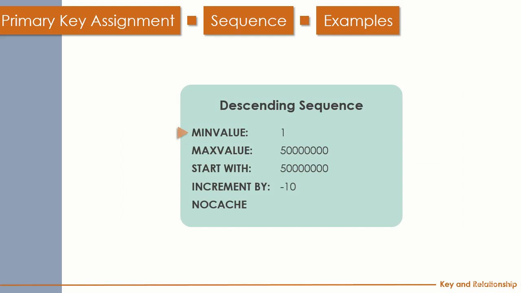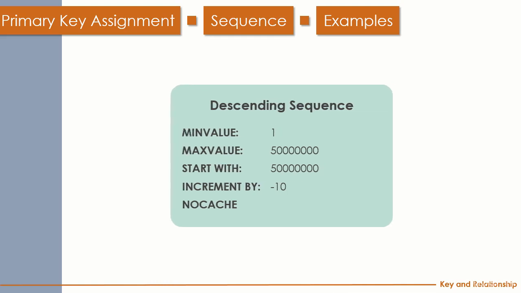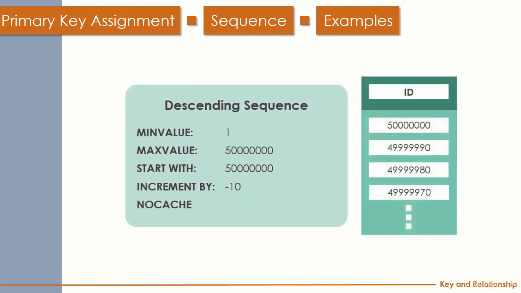Let's take a look at a descending sequence. Same as before, we have the min value and the max value. We start from the max this time, and the increment by is a negative value. Then we will start from the highest value and go down. And there's no cache, so when you insert records into your table, you will get an ID pattern like this.